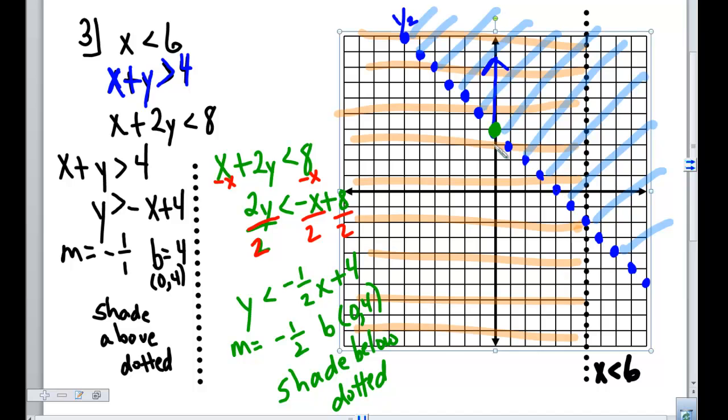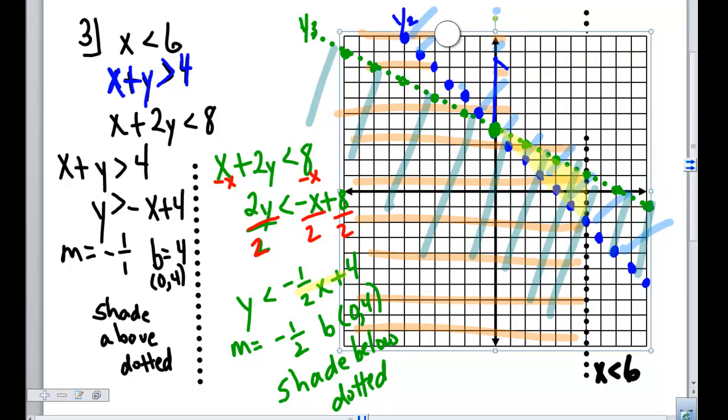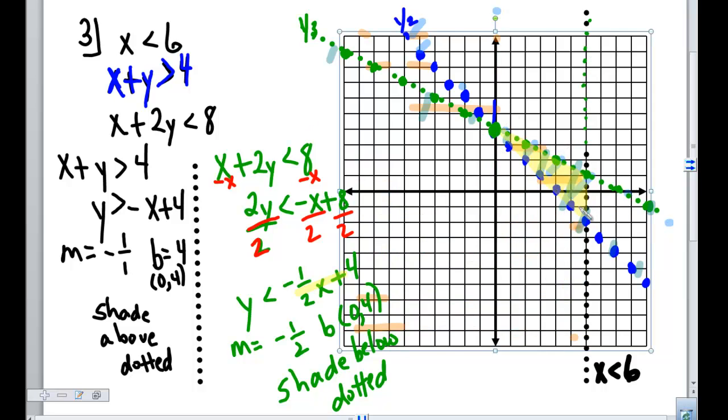Down 1 unit over 2, and the other direction. Make sure you label the graphs, and let's shade below. And the solution to the graph is the point where all three colors meet. And that is just this little triangle right here. None of this other is part of the solution. My solution is just the part that covers all three of the colors, and that is this part right here, this little triangle.